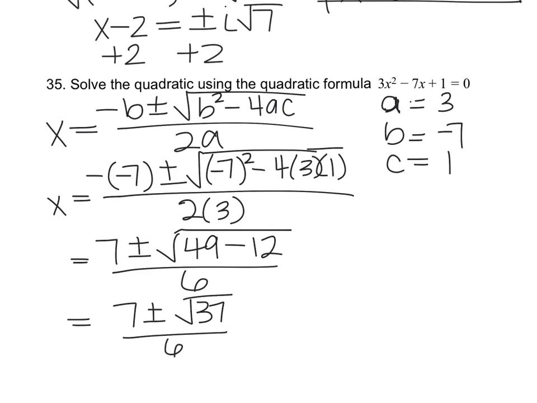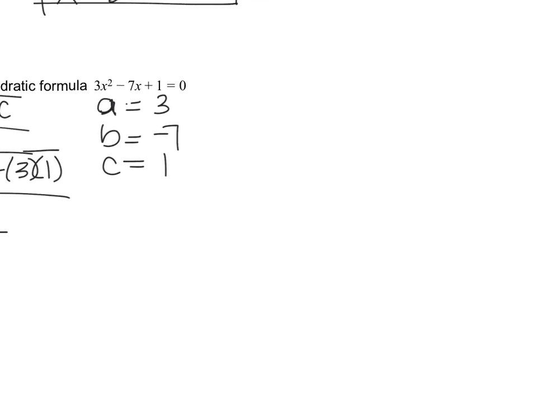My last step is to check to see if the number underneath the square root can simplify. So the square root of 37 does not simplify, which means this is our final answer. I do want to briefly talk about the discriminant because it is related to using the quadratic formula. So the discriminant is specifically b squared minus 4ac.